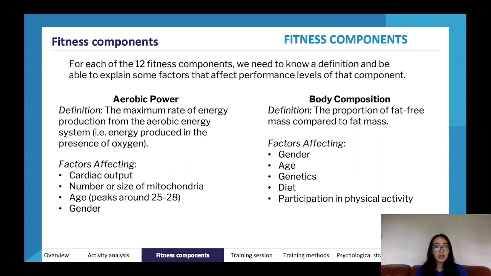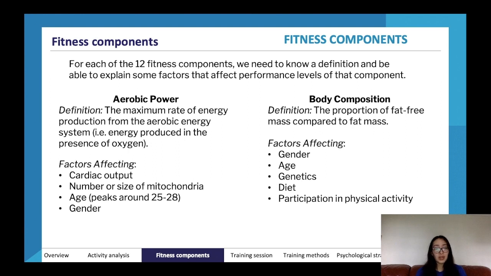So for each of the 12 fitness components, we need to know a definition and be able to explain some factors that affect performance levels of that component. So we've got aerobic power. This is arguably the most important one. It comes up really often in the exams. I'd recommend if there's one you know well, you know this one well. So aerobic power, what is it defined as? It's defined as the maximum rate of energy production from the aerobic energy system, i.e. energy produced in the presence of oxygen.